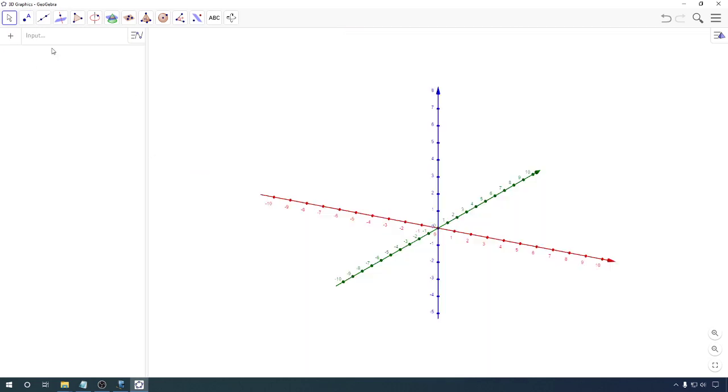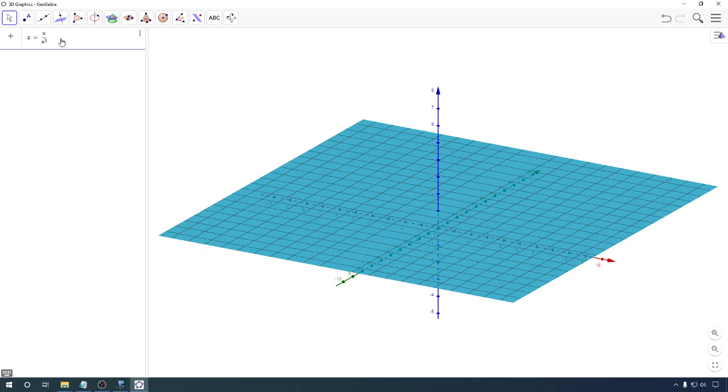Now let's look at the next one. So remember that one was the function x divided by x squared minus y.